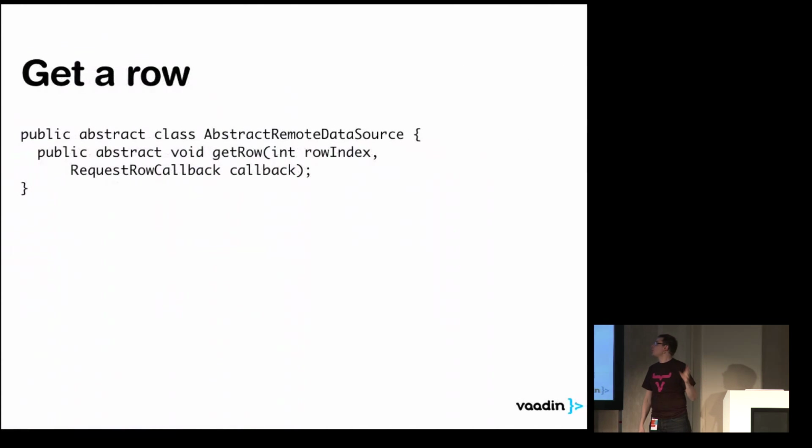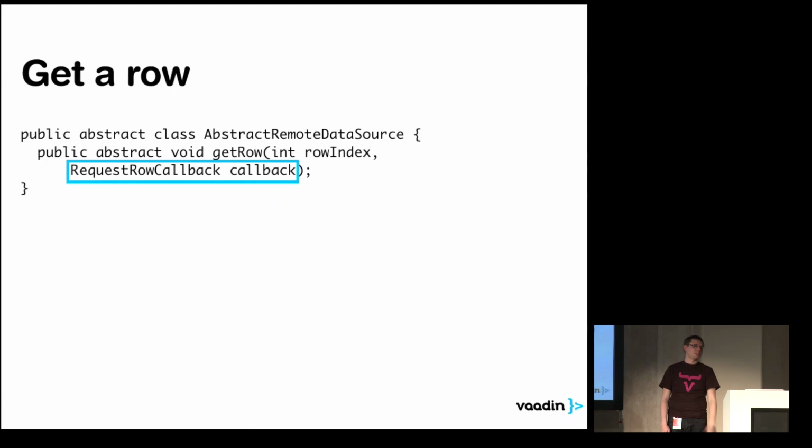So let's begin with something really simple. Abstract remote data source, that's just like anything that fetches data from some remote location asynchronously. This class also will do other things for you, but this get row is something that you would need to actually implement. You're supposed to fetch data from the network, so instead of returning the value immediately, you get a callback that you can call when you have received a response from the server. And that's about it.